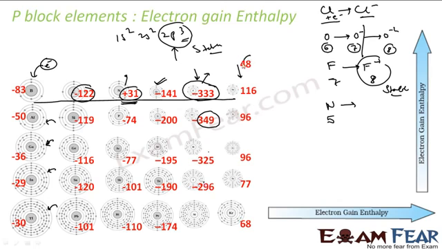But if you talk about the noble gases, these values are all positive. Why? Because they are noble gases. They are happy in their life. They don't want an electron. If you give them an extra electron, they become unstable. They are happy with their stable configuration. So they have a positive electron gain enthalpy.